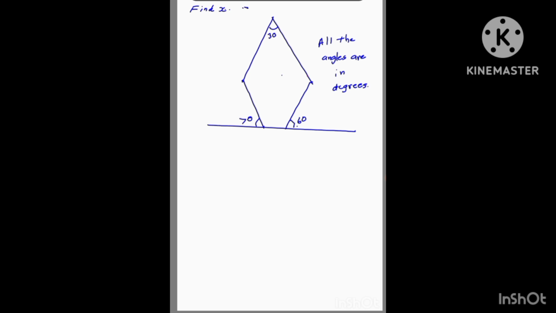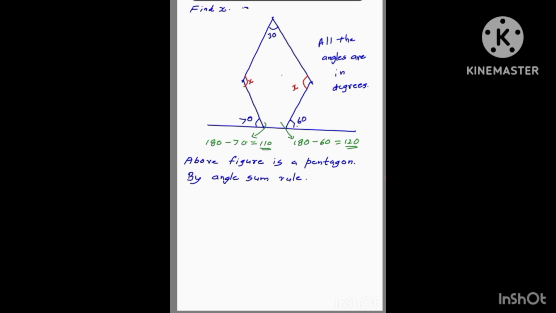As the 70 is on a straight line and the outer angle is 70, the inner angle is 180 minus 70, which is 110, and this angle is 180 minus 60, that is 120. Now which property of angles are you going to use? There is a formula for the sum of the internal angles of a polygon. Polygon means having many sides. We are dealing with 5 sides, a pentagon.